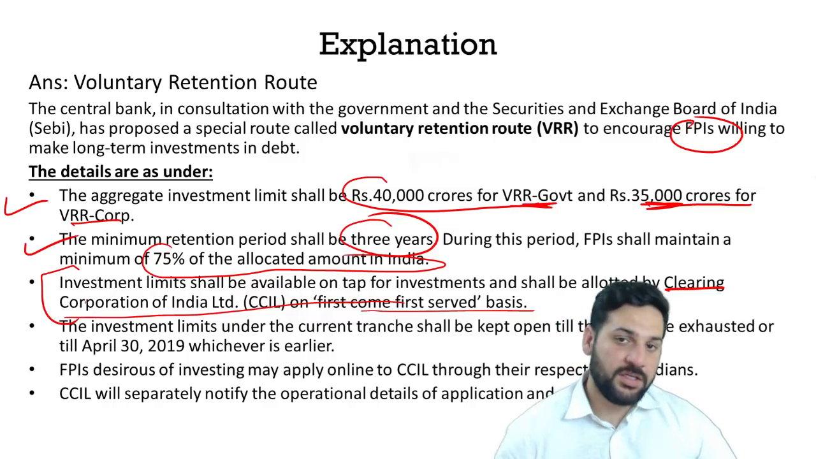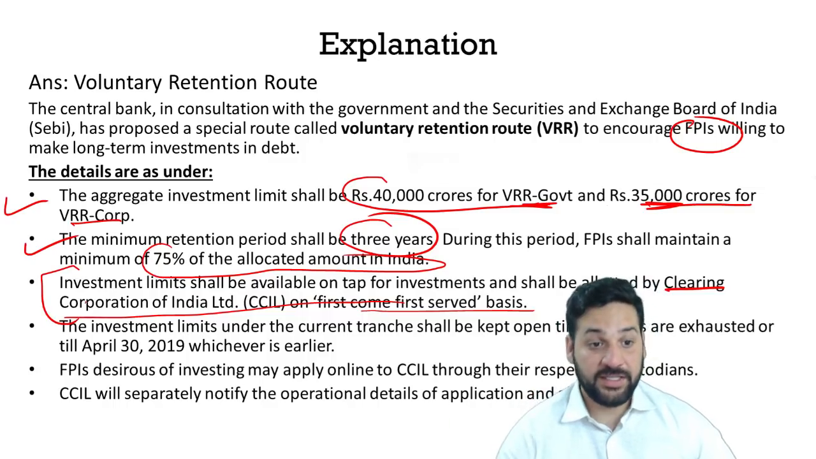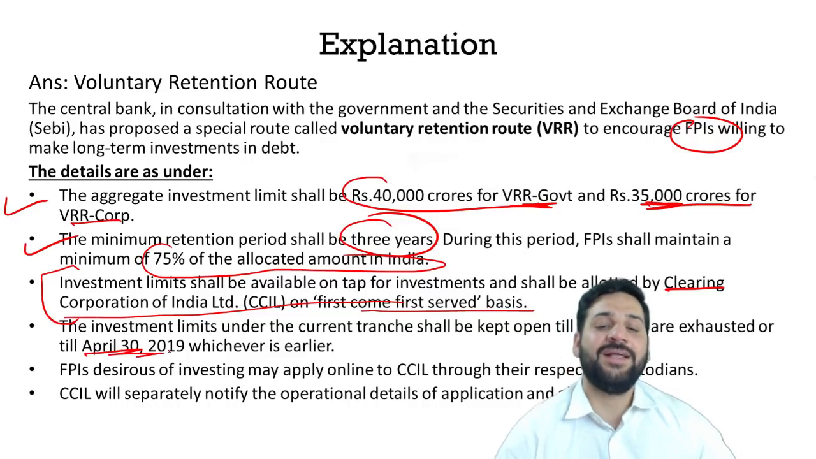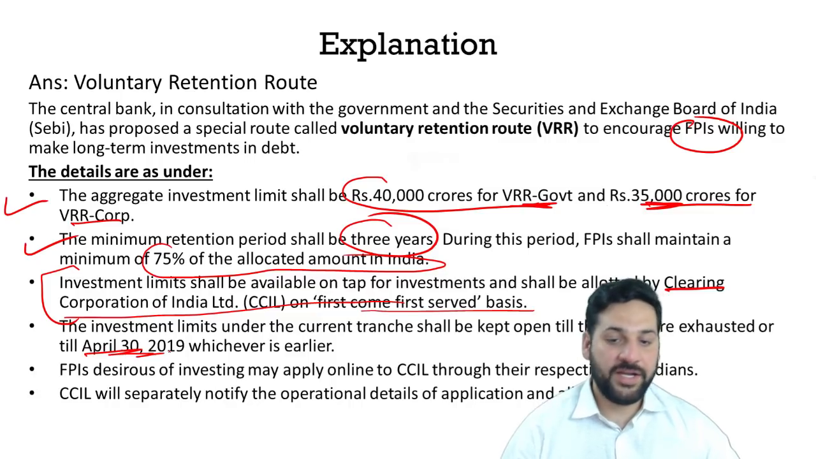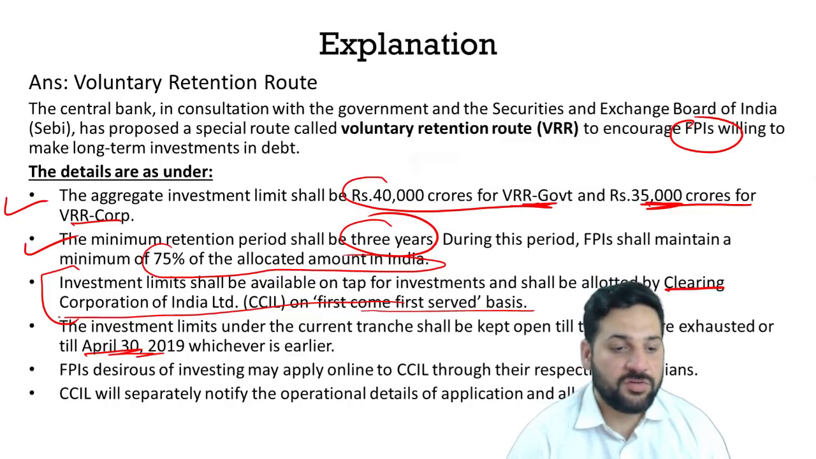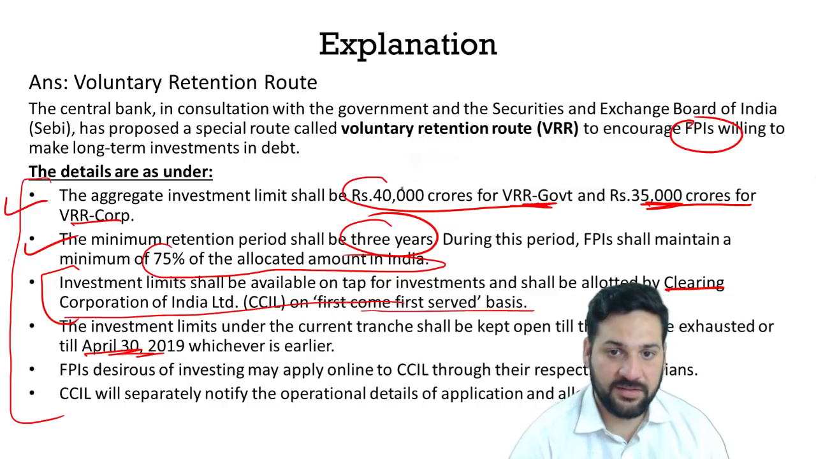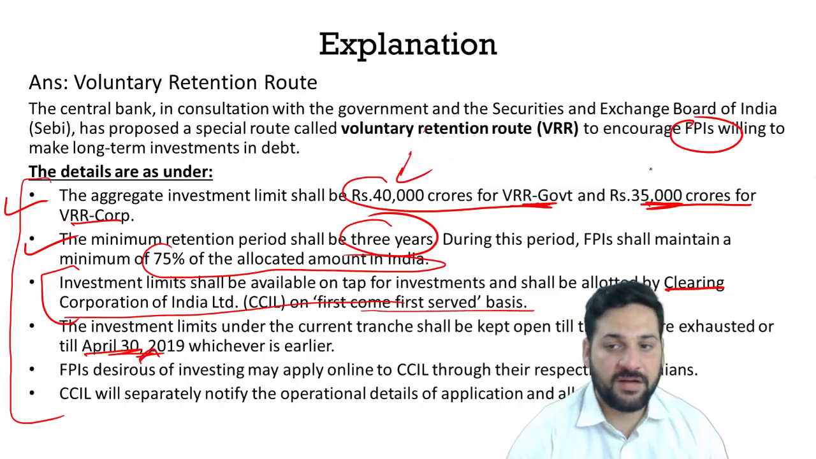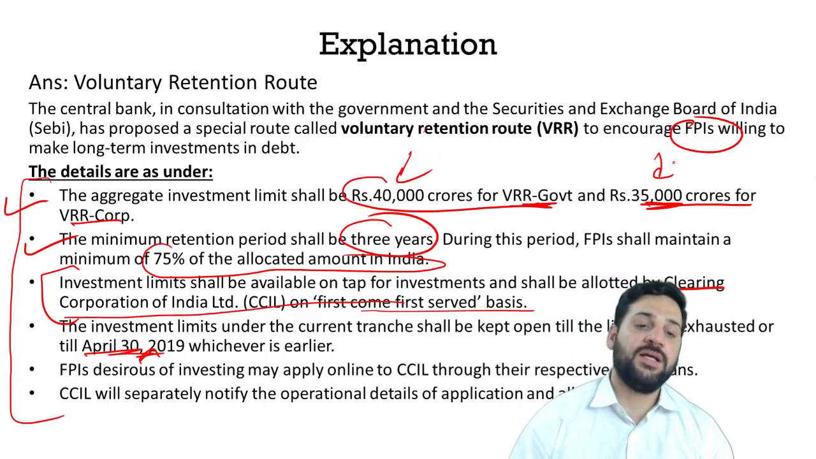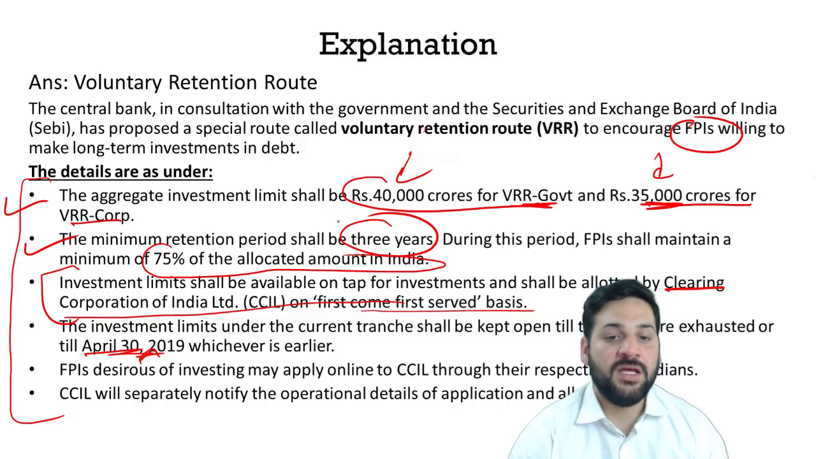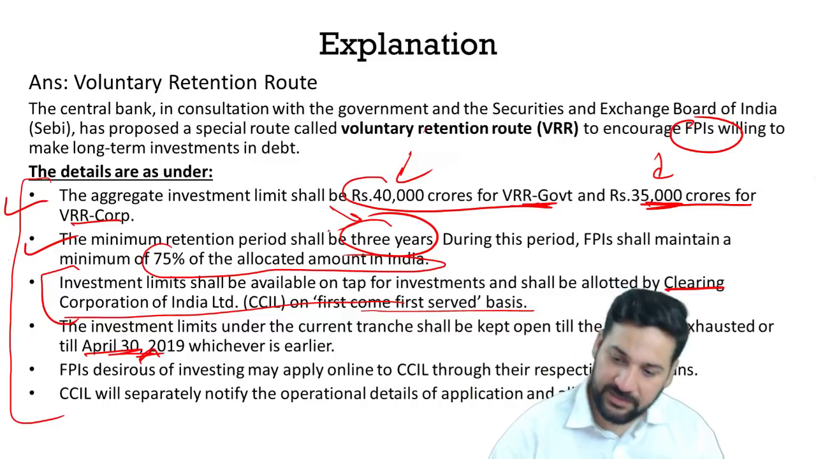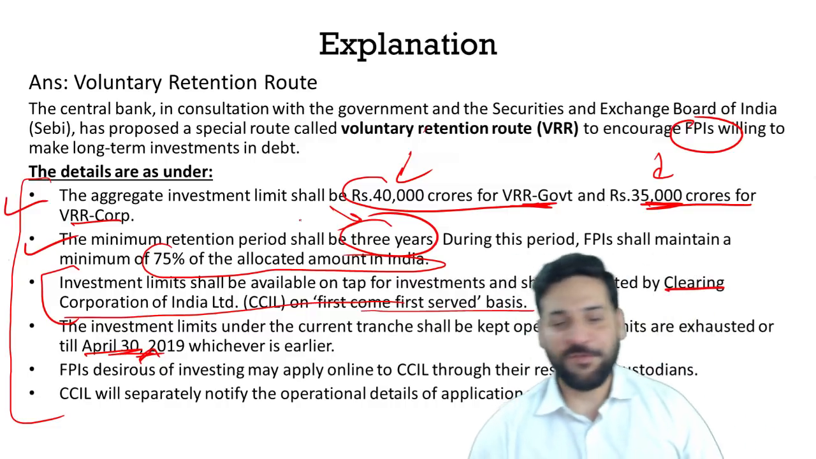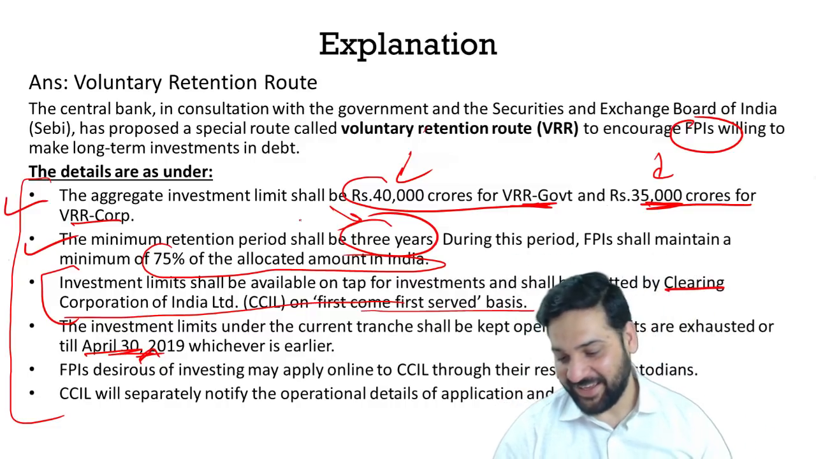So this is a quota. Up to 30th of April 2019, this quota is available, and the FPIs can go to the Clearing Corporation of India via their custodians. That's a really important topic. These are the limits: the date is 30th of April, 40,000 crore for VRR government and 35,000 crore for VRR corporate. They should keep 75% of their money in India for 3 years. So it is really easy, not that difficult. In the official notification it was quite complicated, but here it is quite simple.